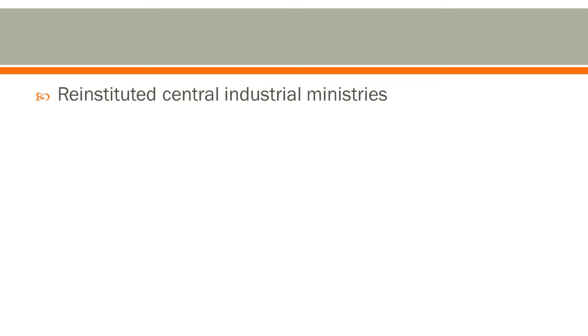So Kosygin's reforms and decentralization took a different form. The idea was to give the managers of the factories, the people who know how their factory works, incentive to work rather than keeping that centralized.